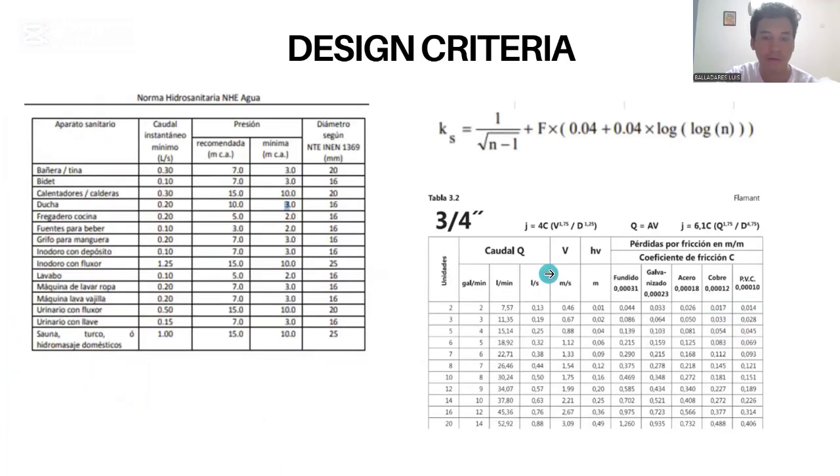Next, for the design, we use the Ecuadorian construction norms to take the flow and the pressures to use. To calculate the loss of friction, we use the tables of Flamant. As we can see here, this is table 3.2 that is for the diameter that we calculate. And finally, we use this formula to get that result.